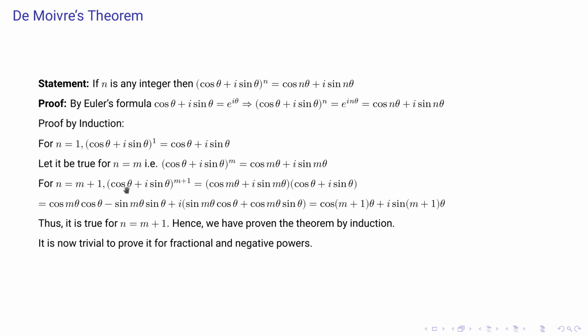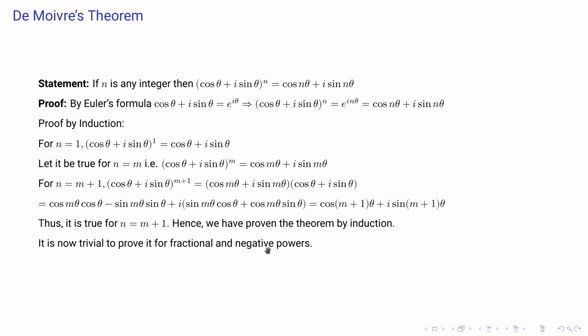So we see that for n is equal to m plus 1, the formula is true provided it is true for n is equal to m. So by induction, we have proven this. Now for fractional and negative powers, you can prove it yourself. It is left as an exercise.